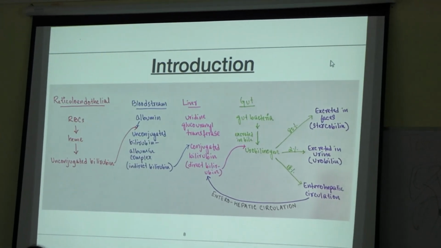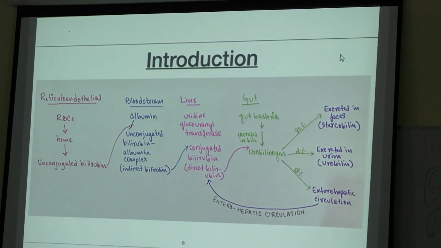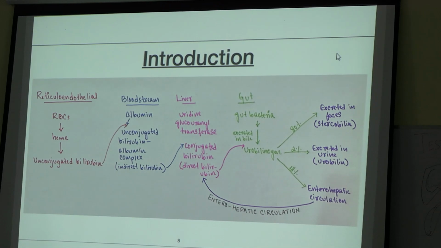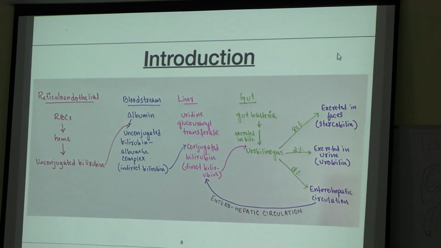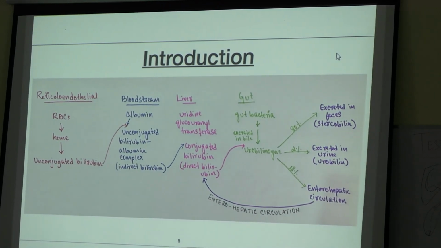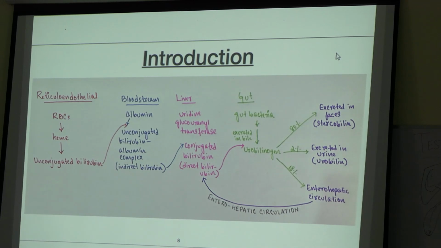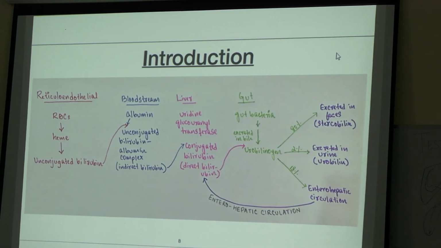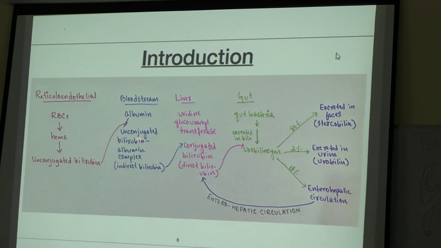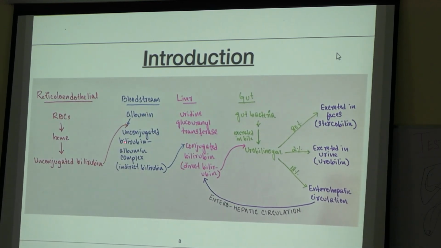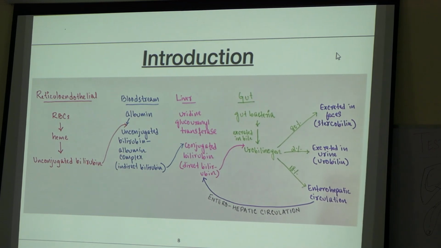Now there are two forms of bilirubin. One is unconjugated, another one is conjugated. Unconjugated bilirubin mixes up with the albumin that is present in our body. Once it mixes up with the albumin, it is easily transportable. So to make it easily transportable, it binds with the albumin in the bloodstream and forms what? Unconjugated bilirubin albumin complex. This is also known as the indirect bilirubin.